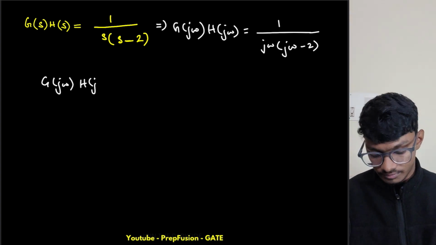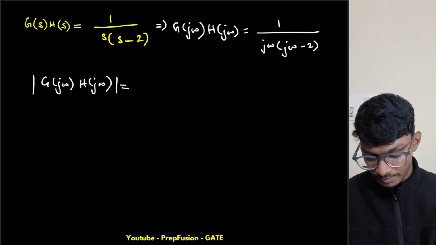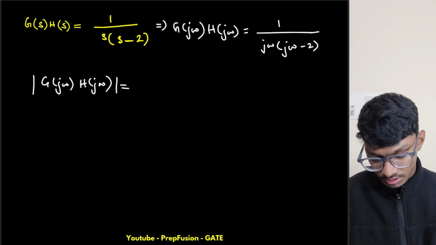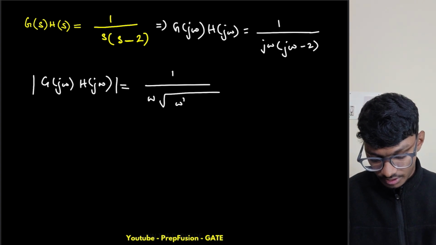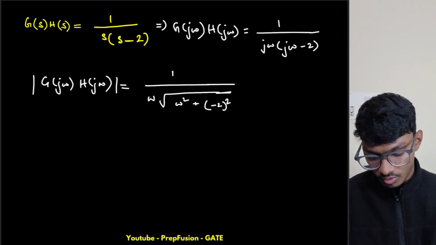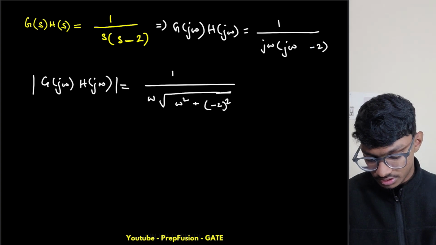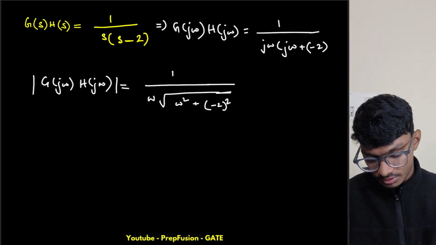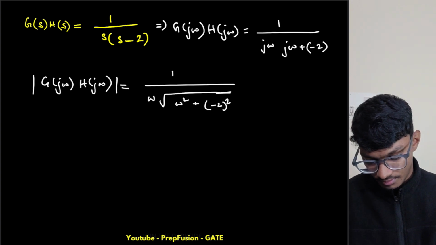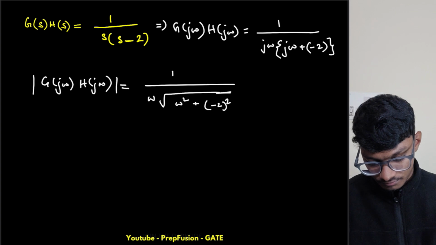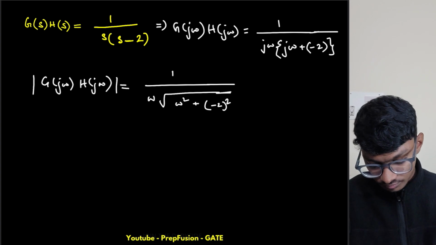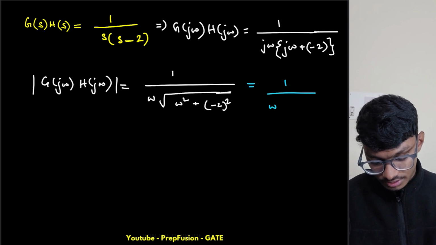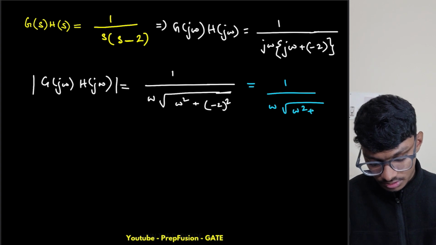Will the magnitude change this time? With a normal minimum phase system, will the magnitude be a bit different? Let's see. Definitely the magnitude for this G of omega will be omega itself, and this is omega square, and this is plus minus 2 whole square. How can I simplify this one? This is plus, this is minus 2. So what do we get? This is basically the same: omega times the square root of omega square plus 4.